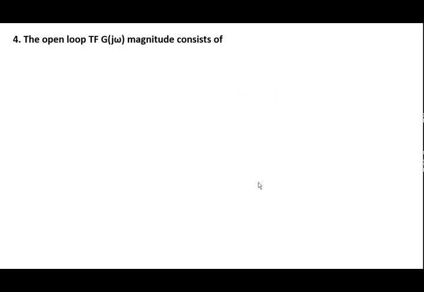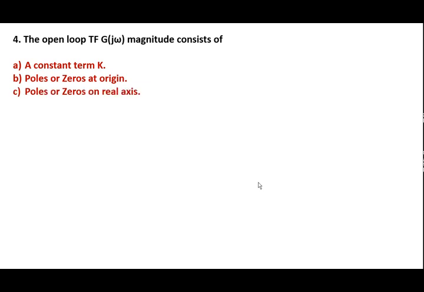Next, the last one. The given open loop transfer function will consist of, first, a constant term. It can be any numerical value, that is K. Then poles and zeros at the origin, that is s to the power n. It may be in the numerator or denominator. If it is in the numerator, it is a zero. If it is in the denominator, it is a pole at the origin. So only the imaginary part will be present, the real part will be absent. Next, poles or zeros on the real axis. They will be in the form of 1 plus sT1, 1 plus sT2, like that.